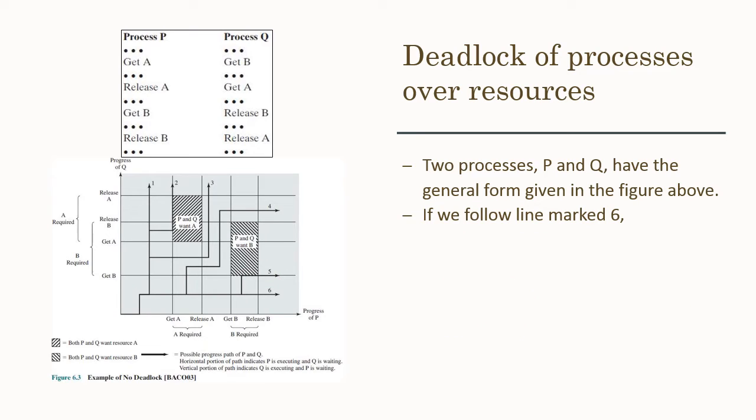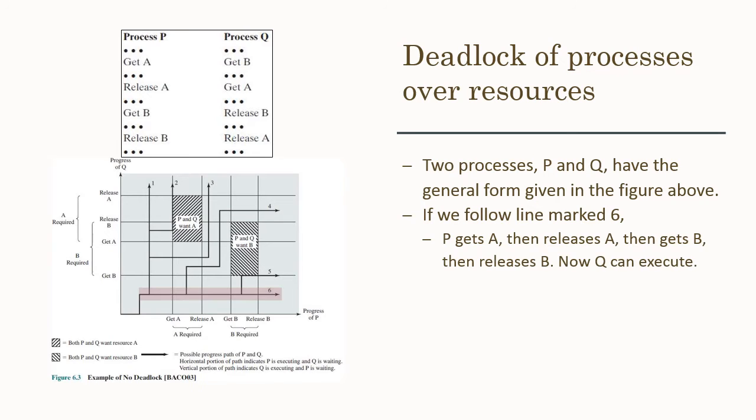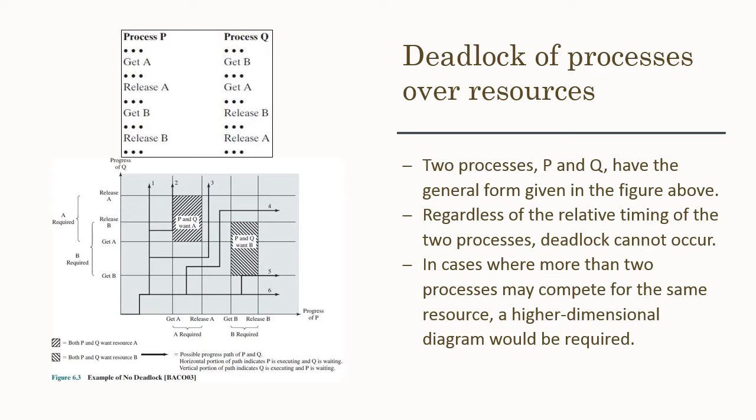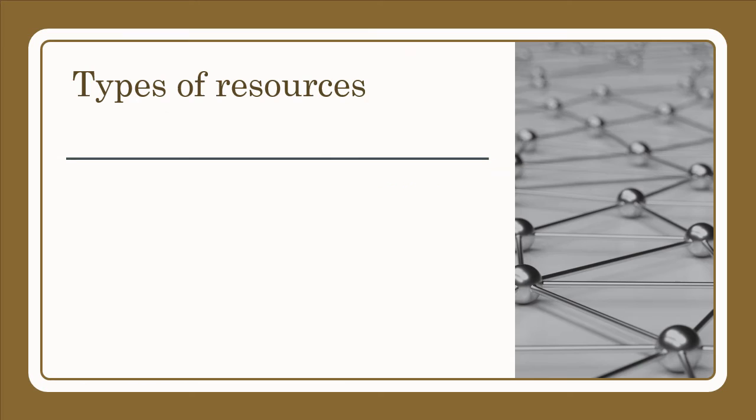If we follow the line marked 6, P gets A, then releases A, then gets B, then releases B. Now Q can execute. Regardless of the relative timing of the two processes, deadlock cannot occur. In cases where more than two processes may compete for the same resource, a higher dimensional diagram would be required. Types of resources.